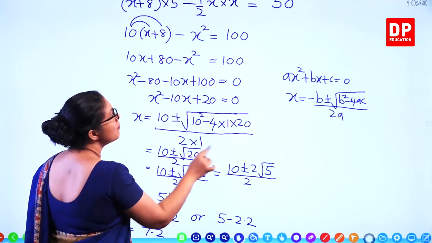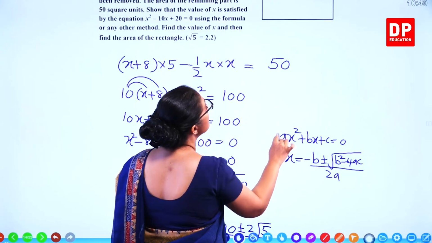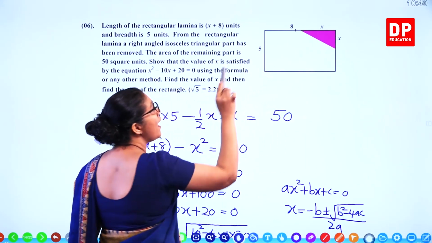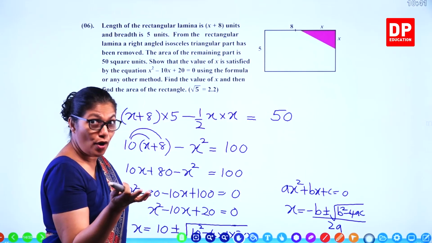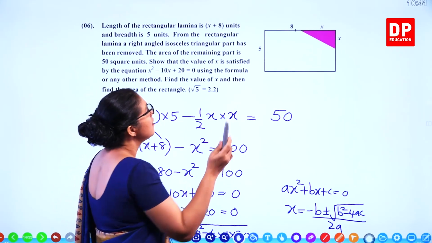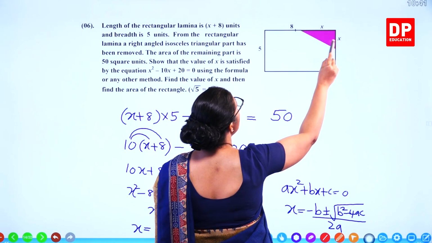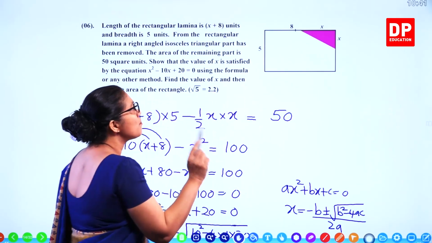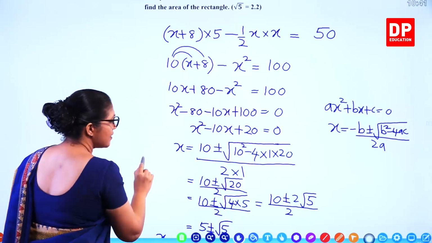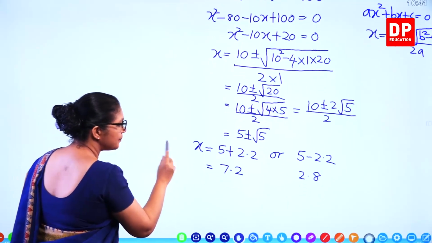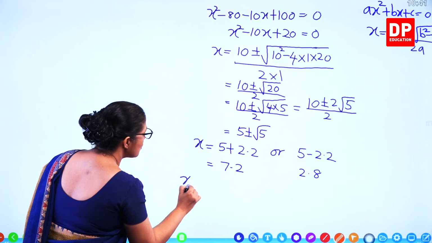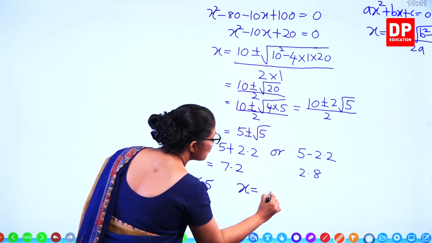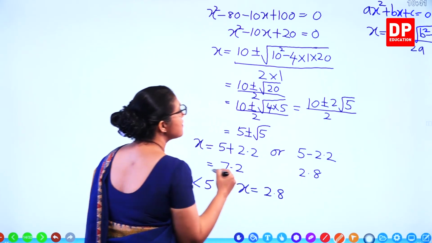Look at the diagram. x is this value. Can you get a value more than 5? 7 point something. You can't take x as 7 point something because this is smaller. So you have to take the smaller value for x. So we can write x should be less than 5. So therefore x becomes 2.8. Only this answer you have to take.